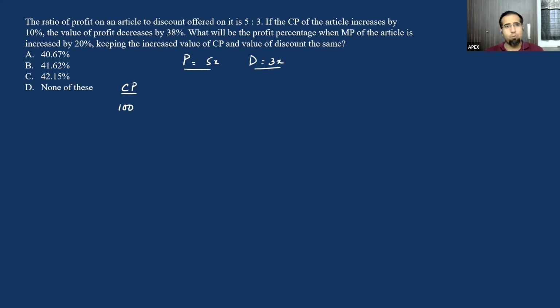So what am I looking at in the whole process? If CP is equal to 100, I know profit is equal to 5x. So SP will be equal to 100 plus 5x. And I know discount is equal to 3x. So the mark price will be 100 plus 8x. So this completes my equation. 100 plus 8x minus 3x will give you 100 plus 5x. And 5x is the profit. So 100 is your CP.